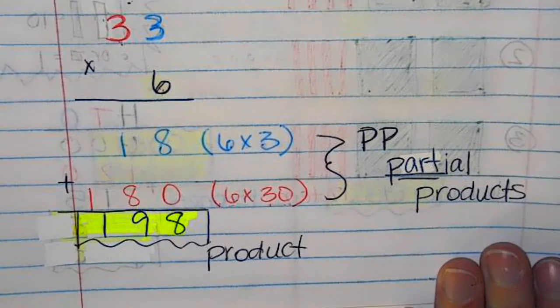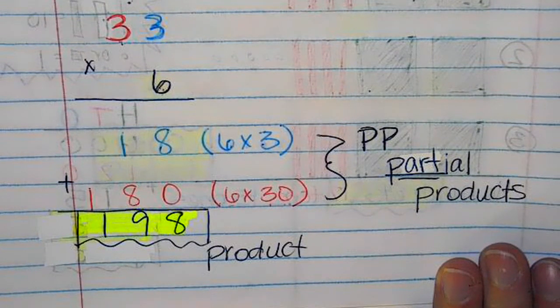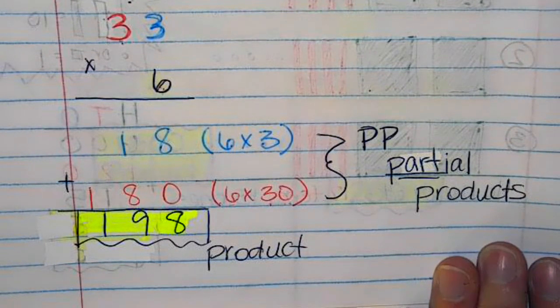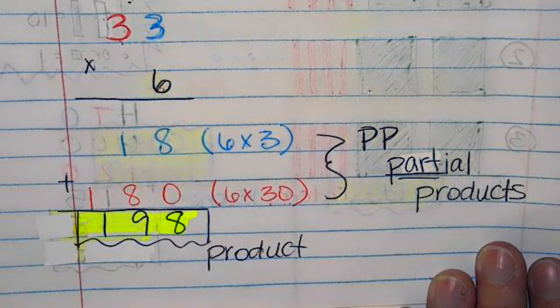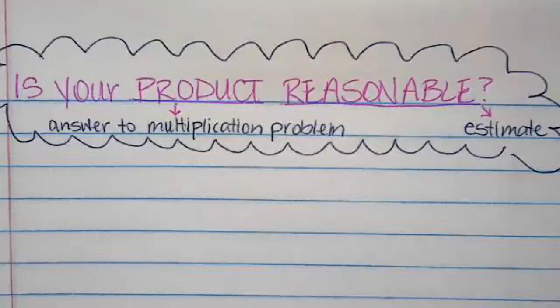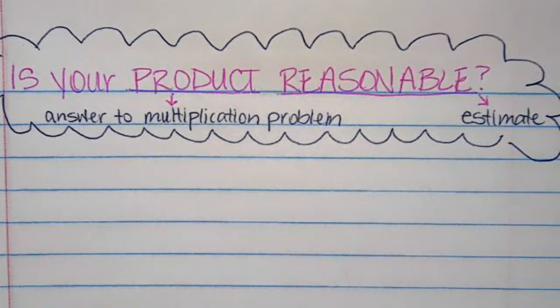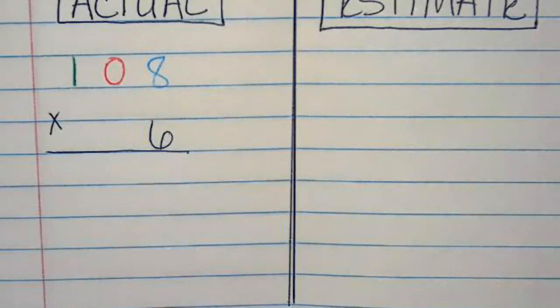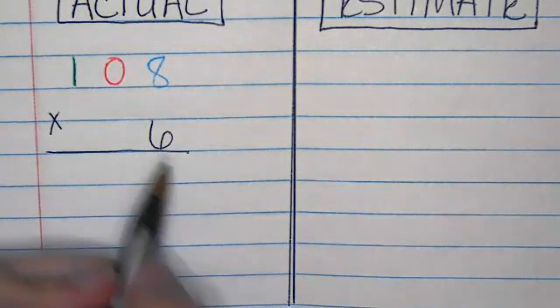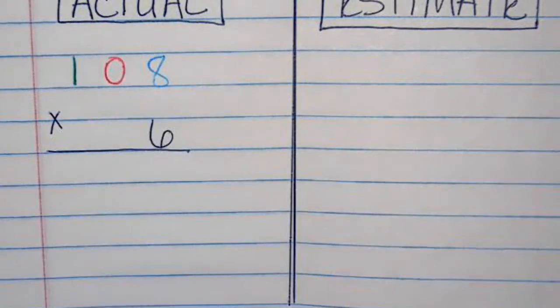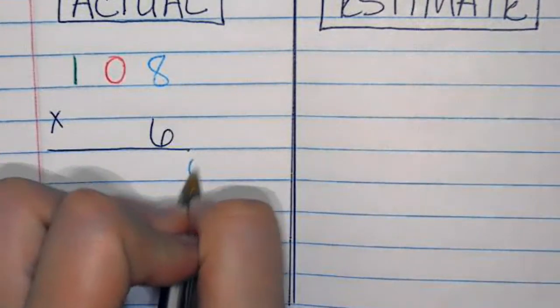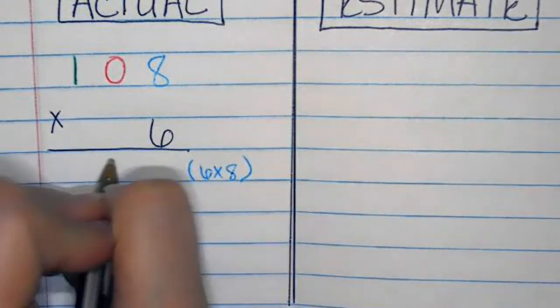So now we're going to try doing this math again with our partial products and baby algorithm. And we're also going to add on to the fact where we're going to estimate to see if our answer is reasonable. So I'm going to do the actual problem and then an estimated answer. For the actual problem, we need to distribute the 6 to each place value. So this is 6 times 8, which is 48.